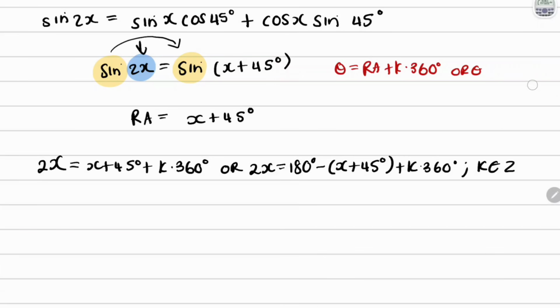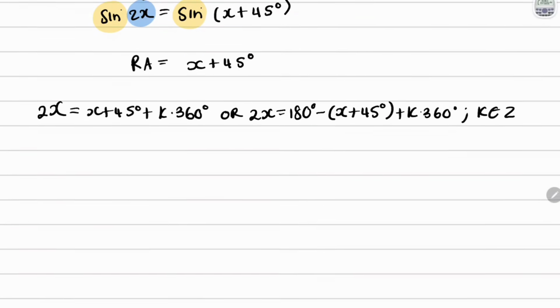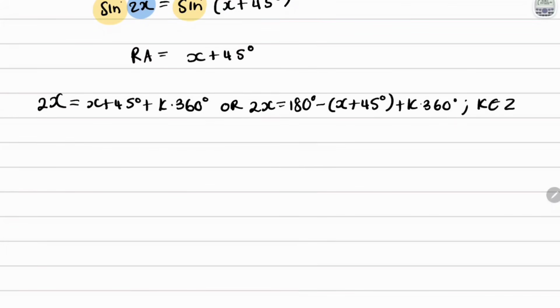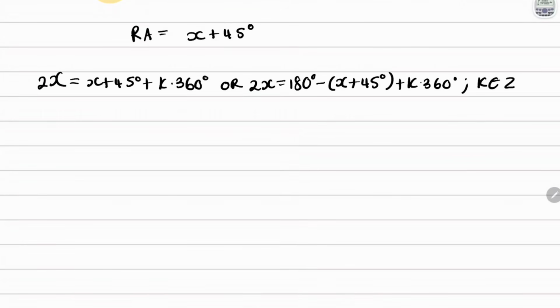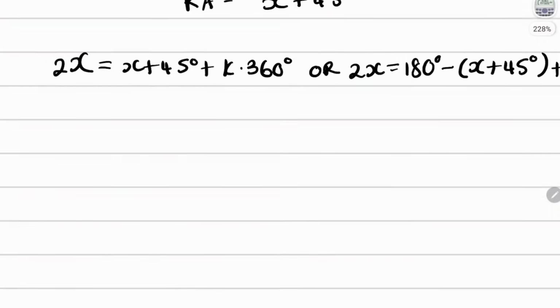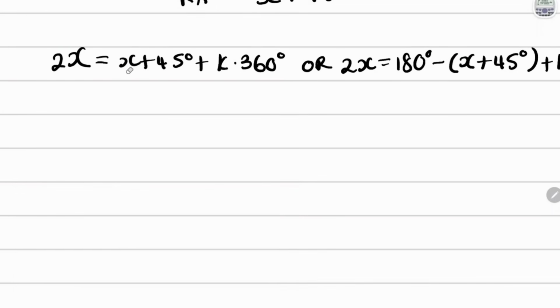So that was just how to do that. You can check out that video to work on that. I just use that method instead. Now we're just solving. The first one, you see that you can take x over. If you take x over, it becomes a negative x. 2x minus x is just x. Then we have 45 degrees plus k 360 degrees. That's all we have there.